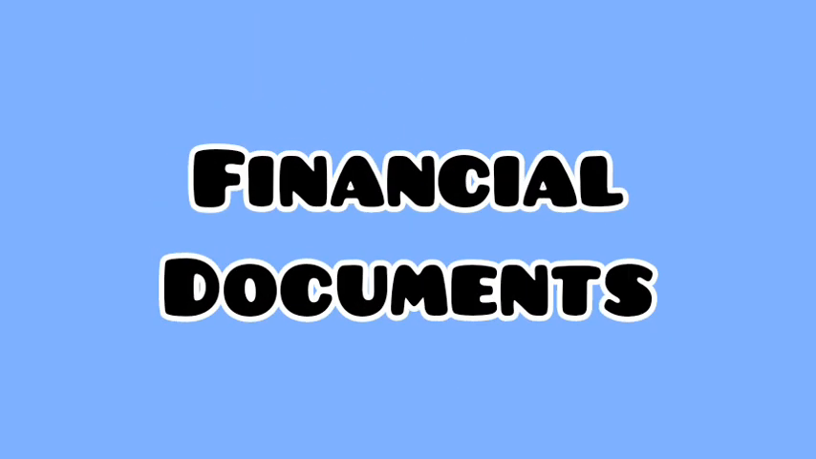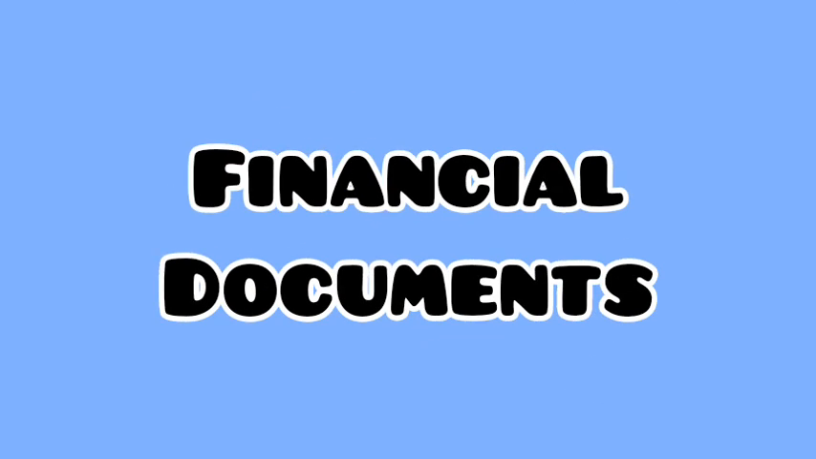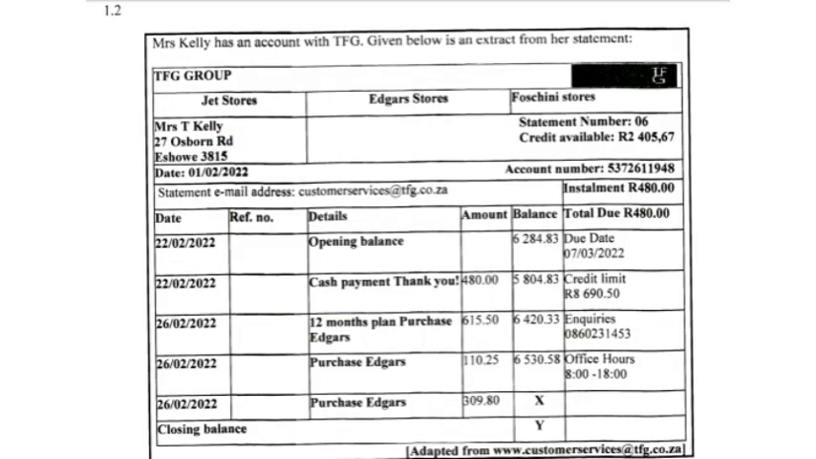So let's go ahead and get started with a question on financial documents. Remember, the question is in the description below as well as the addendum to the question. Our question says Mrs. Kelly has an account with TFG. Given below is an extract from her statement. So in this one, they gave you the financial document in the question itself. In some question papers, they will also put it in the addendum.